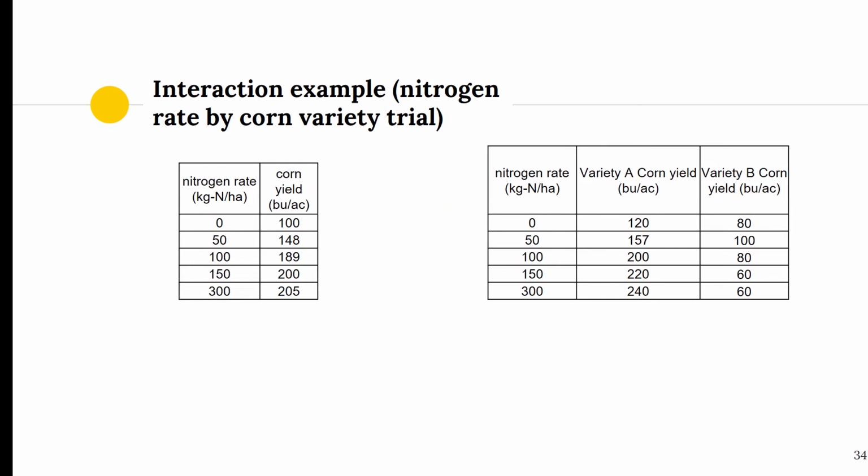This is an example of how to present data when you have a significant crossover interaction. So on the left would be assuming no significant crossover interaction in a nitrogen rate by corn variety trial. I'm just presenting the averages of the nitrogen rate. On the right, you see there is a crossover effect. And so I'm presenting the means separately for all levels of the corn variety factor, variety A and variety B, because in variety A, nitrogen rate is increasing yield. And in variety B, as nitrogen rate goes up, yield is going down.